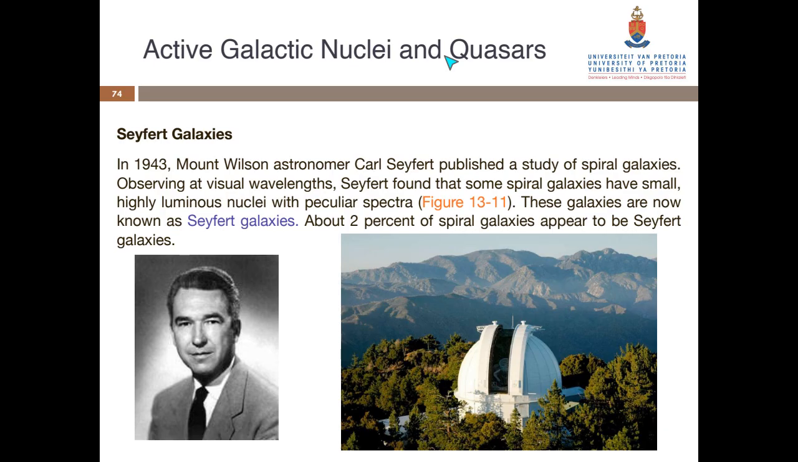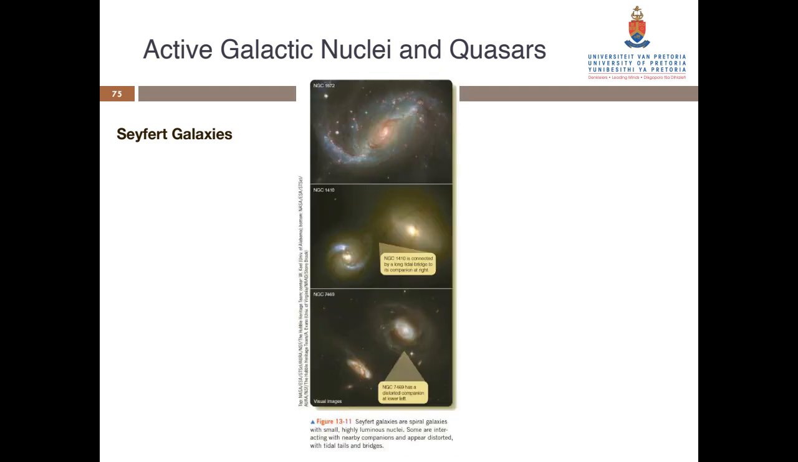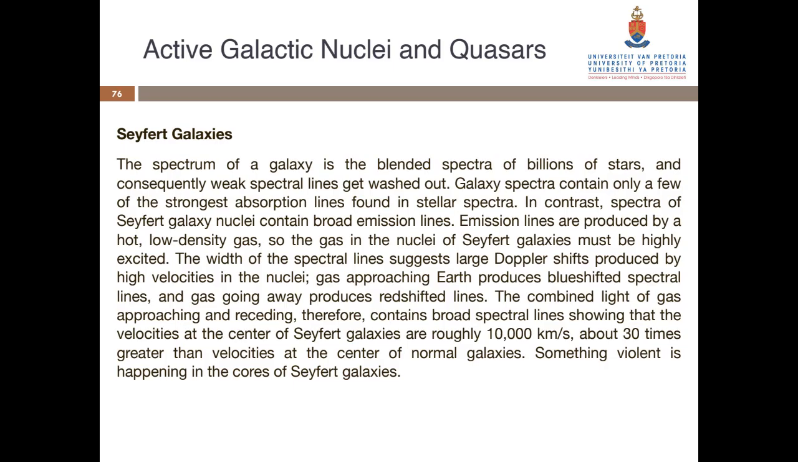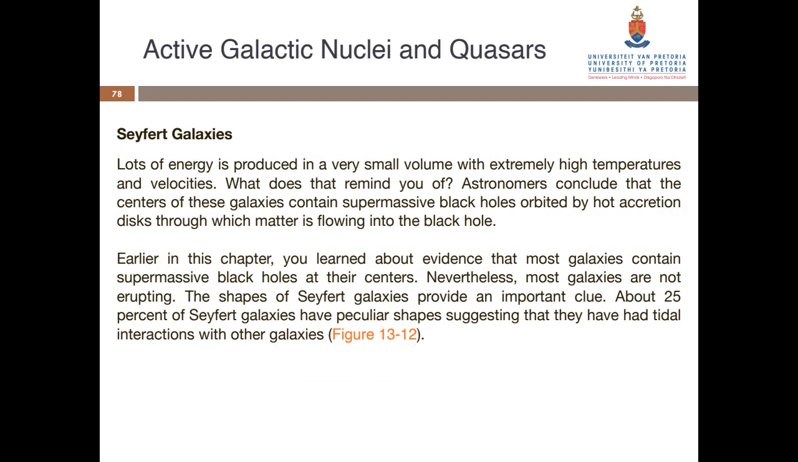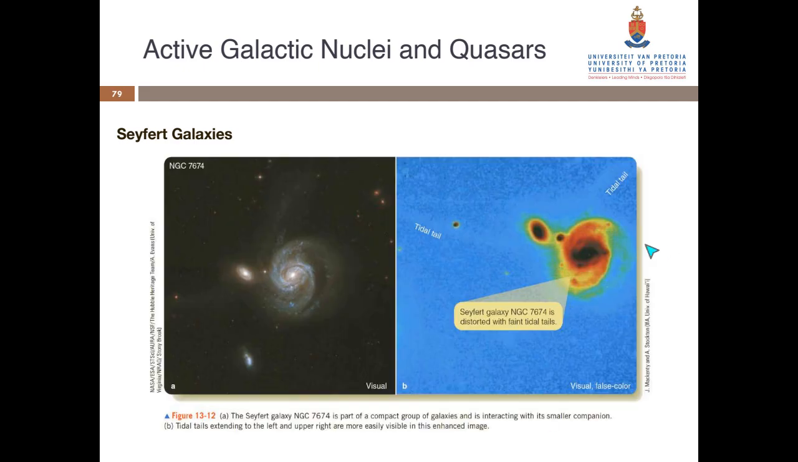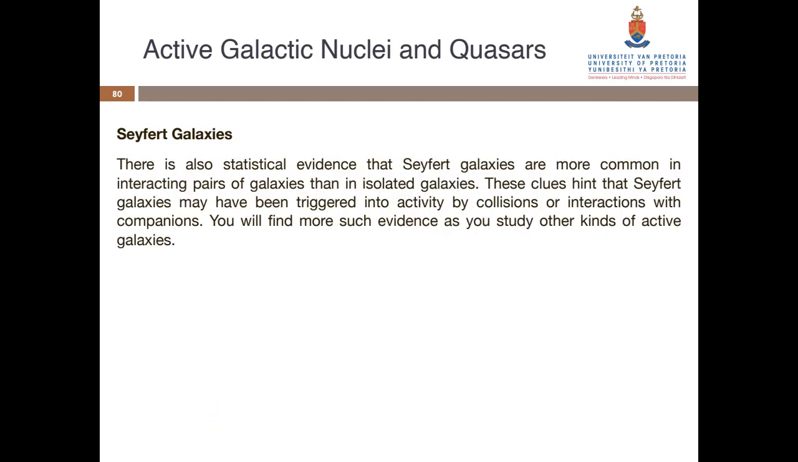So for example, this is what we call a radio lobe galaxy. Here we can see the center, and then we have these emitting lobes being emitted from the galaxy. And that is important because that brings us specifically to an active nucleus from a galaxy called a quasar. Have you guys heard about a quasar before? So quasar stands for a quasi-stellar object.